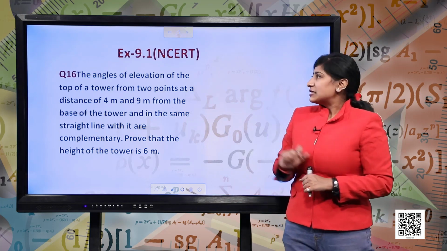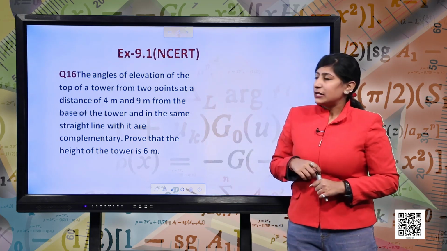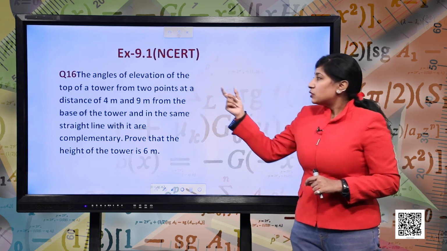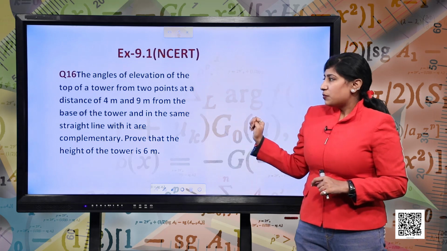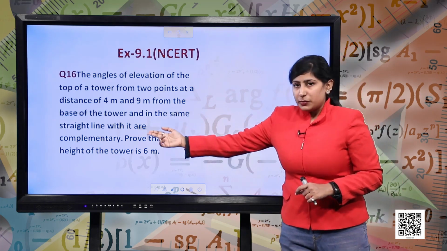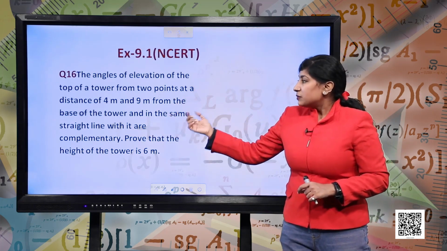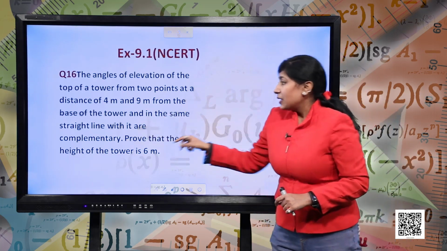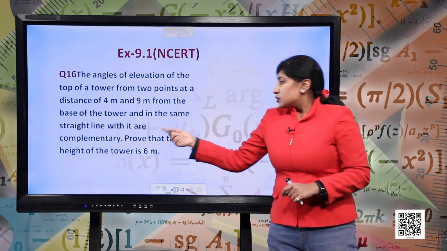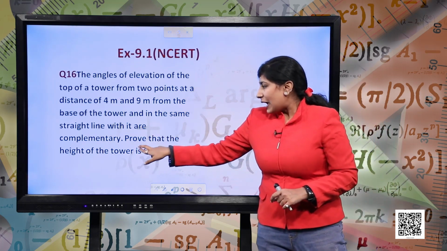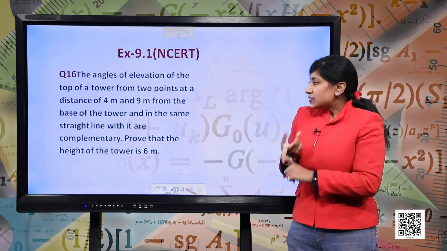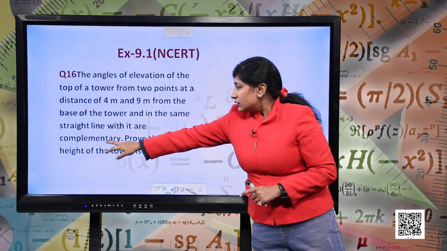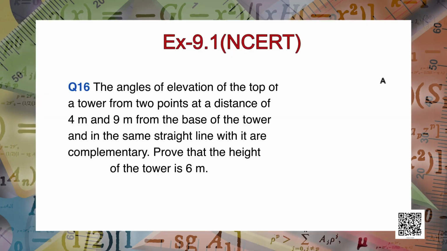So this is question number 16 from exercise 9.1 itself. The angles of elevation of the top of a tower from 2 points at a distance of 4 meter and 9 meter from the base of the tower, and in a straight line also. So we have to prove that the height of the tower is 6 meter if the angles of elevation are complementary. So let's look at the figure.